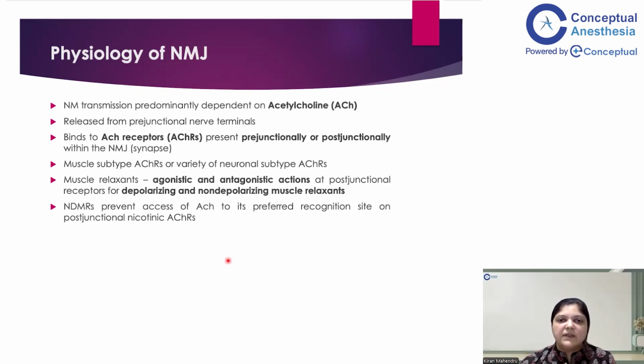Now, the muscle relaxants which we give during anesthesia have either an agonistic or an antagonistic action on these post-junctional nicotinic acetylcholine receptors. The agonistic action is via the depolarizing muscle relaxants, which includes succinylcholine, and the antagonistic action is via the non-depolarizing muscle relaxants like vecuronium, rocuronium, atracurium, etc. Now, non-depolarizing muscle relaxants prevent access of acetylcholine to its preferred recognition site. That is, there is a competitive antagonism by these muscle relaxants on the post-junctional nicotinic acetylcholine receptors.